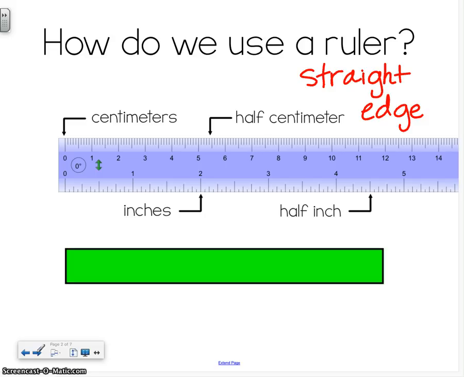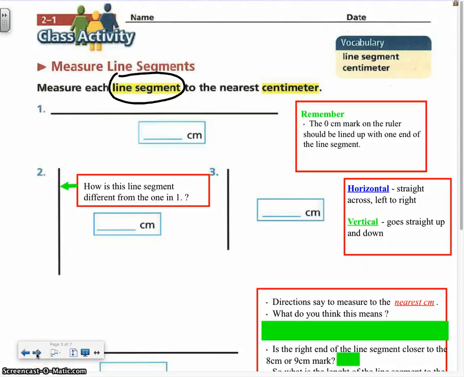Then the other side is inches. Inches are the lines marked with a number on this side, and then that half inch is going to be the longer line right in the middle. Taking a look at this first activity sheet, you will notice that it says measure each line segment to the nearest centimeter. Carefully notice that it says centimeter and line segment. Those are our vocabulary words up on the right.